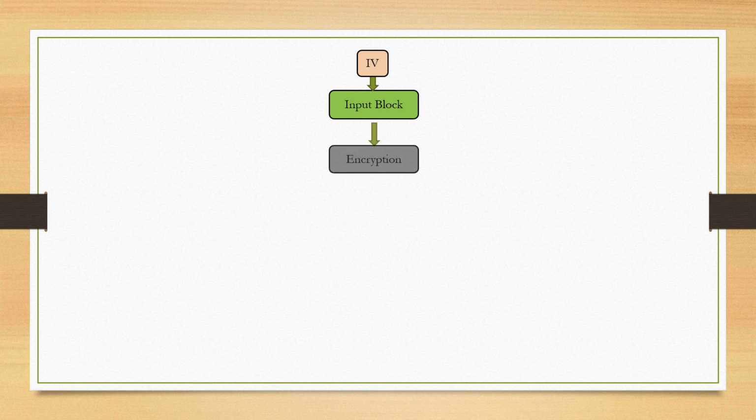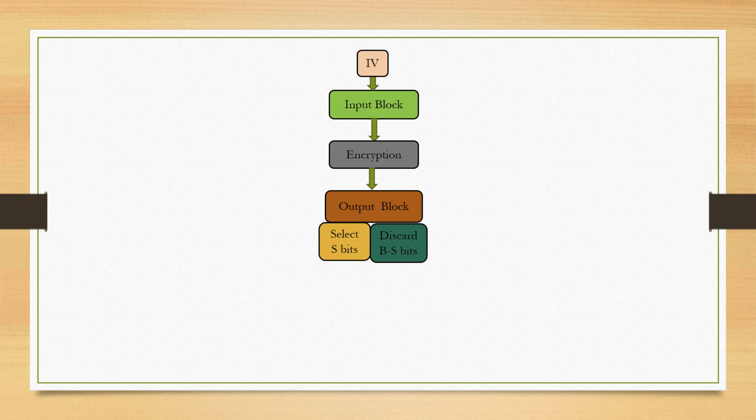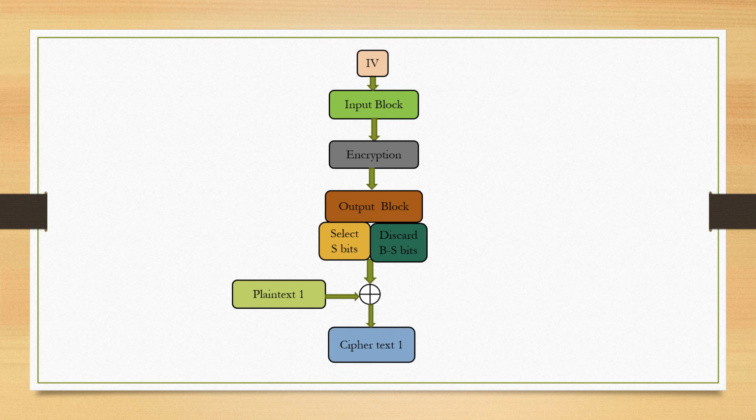The diagram shows the CFB encryption. The first input block is the IV. Then it moves to encryption. After being encrypted, it will produce the output block. The output block consists of two parts, the select part, which is S bits, and the discard part. The selected S bits will be XORed with the first S bits of plaintext to produce the ciphertext. Now the first S bits of ciphertext have been obtained.